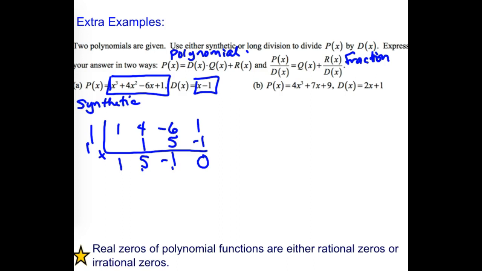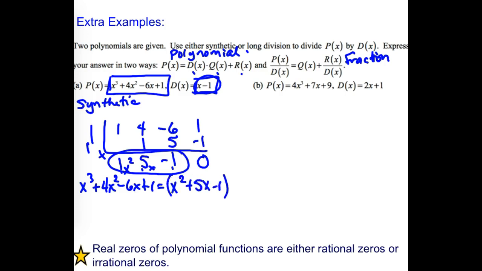And writing our answer as a polynomial, we would say x cubed plus 4x squared minus 6x plus 1 could be found by taking our answer here times our divisor, right? d of x times q of x. And our remainder here was 0, so we don't have to worry about that. So what I've circled here in blue, this would be 1x squared plus 5x minus 1. And we multiplied by our divisor, x minus 1. So that would be the polynomial format.